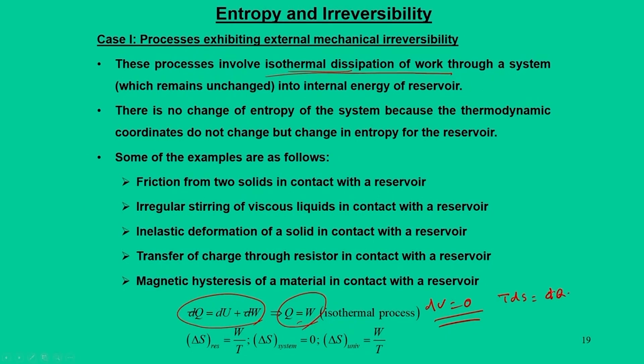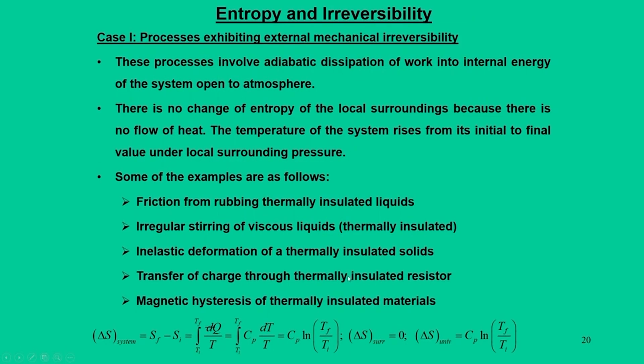So, we can write delta S of the reservoir as W by T, and delta S of the system is 0, because there is no change in the internal state of the system, since the thermodynamic coordinates do not change. So delta S of the universe can be calculated as W by T.